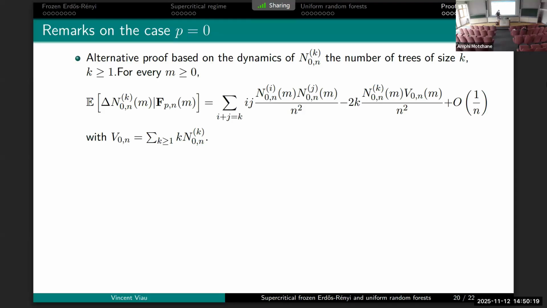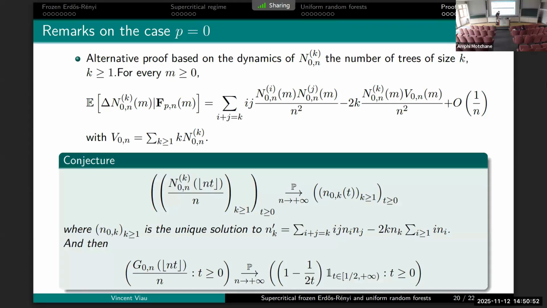And we say that we can simply compute these conditional expectations, saying that the number of trees of size k increases by 1 if two trees of size i and j, with i plus j equal to k, merge with each other. And it decreases by 1 if you connect a tree of size k with any other tree. So we've got this expression. And so our conjecture is that we can have a similar fluid limit result for the number of trees of any given size, converging to the unique solution of this system of differential equations.